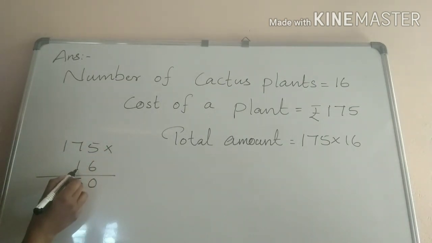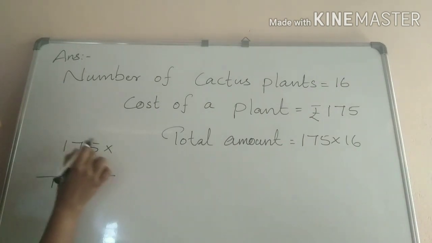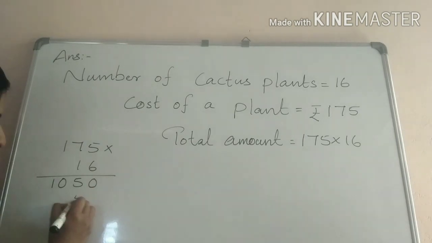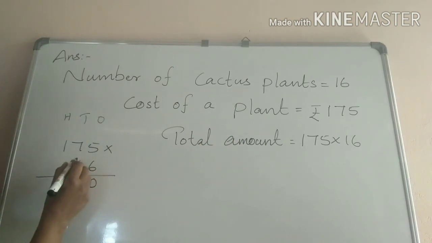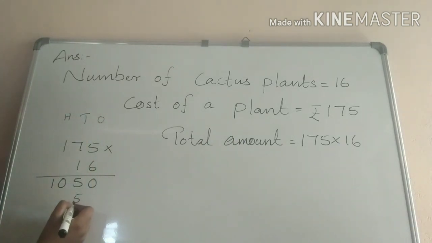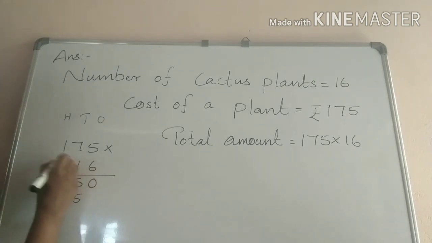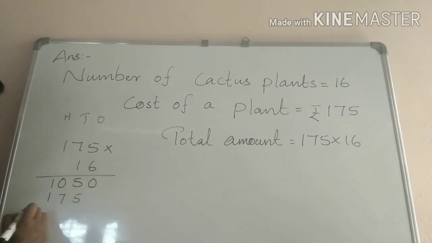Next step is this 1 into this multiplicand. 1 into any number, that is the same answer. So 1 into 175, 175. The places are ones, tens, hundreds. We write the second step from the tens place because the multiplier is in the tens place. So 1 into 175, 175 is the answer. Here 5. Here 7, here 1.